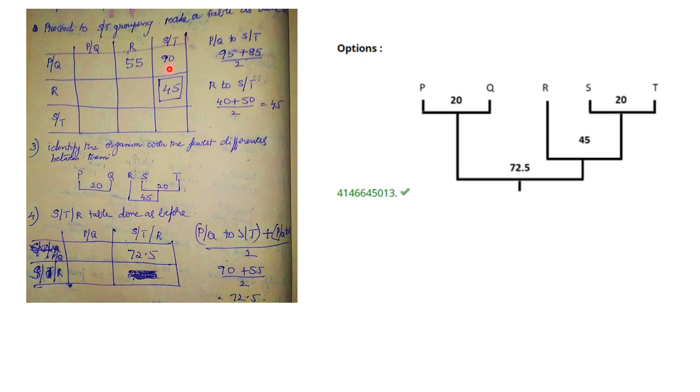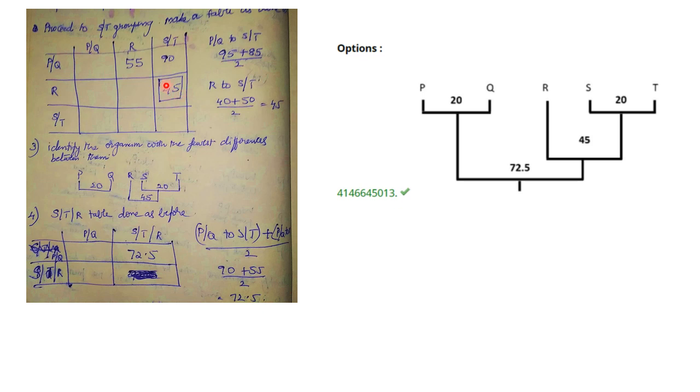Then R to ST. R to S will be 40, and R to T, not ST, R to T, that will be 50. So 40 plus 50 divided by 2 will be 45.